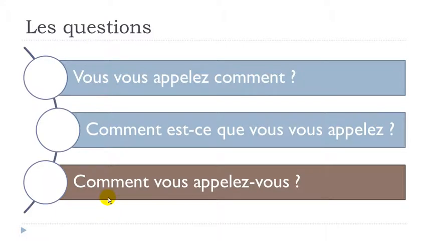So the last one, the more formal one, as usual we start with the question, comment, how, okay? And then here you can see that you will have this vous, and then you will have the verb, appeler, and then you will have the vous here. So it's a bit tricky at the beginning, but just try to remember that, because it will always be the same way to create a question when you have these reflexive verbs. Okay? Comment vous appelez-vous?